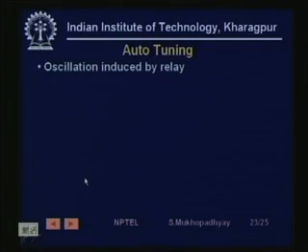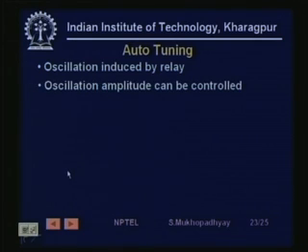So what will happen is that the plant will actually oscillate. Immediately it will start oscillating. There will be no trial and error needed. And the amplitude of oscillation can now be controlled by the properties of the relay. So now you have got a nice situation where the oscillation can be directly induced by the relay without trial and error, and its amplitude can be controlled.